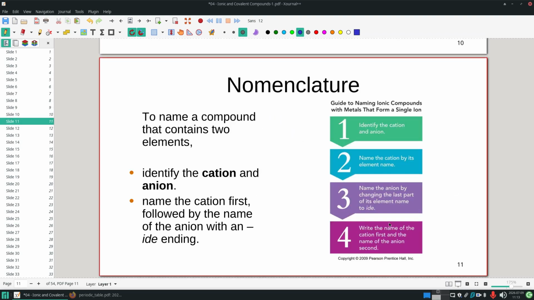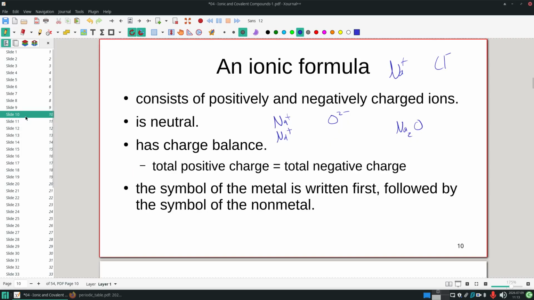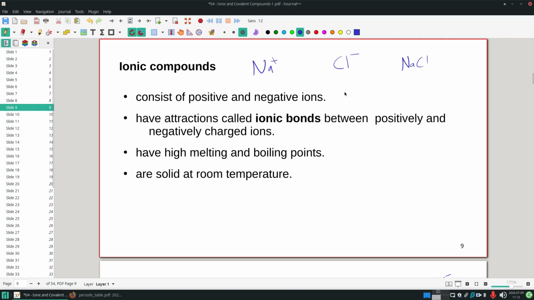Now this slide I skipped over was how we go about naming them. This is actually quite simple. We're going to see that the metal, or the cation, gets listed by its name, whatever the element is. And then the nonmetal, or the anion, we just change the suffix to IDE. So, and we saw that before. What do we call this stuff? Well, not that one. And sodium chloride. It's not chlorine. We change the suffix to an IDE.